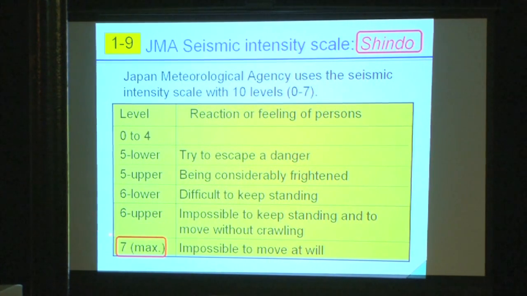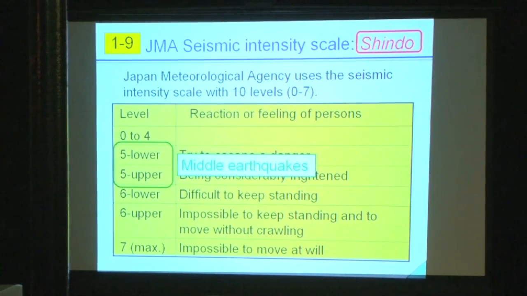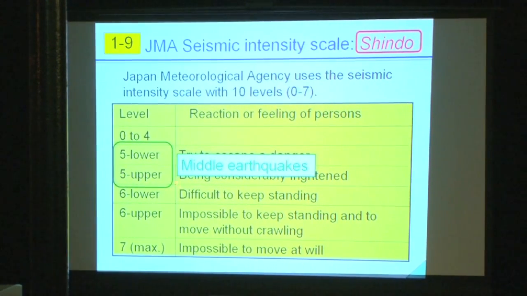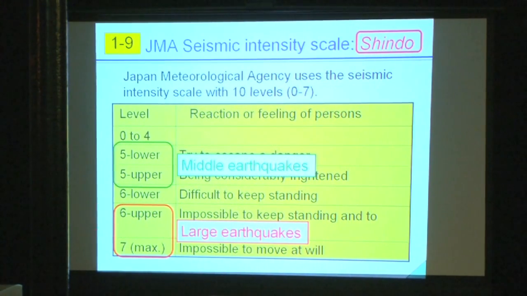Level 7 is the maximum. All people are unable to move at will. Shindo 5 lower and upper are called middle earthquakes. And shindo 6 upper and 7 are called large earthquakes. Please remember these words because I will use them later.